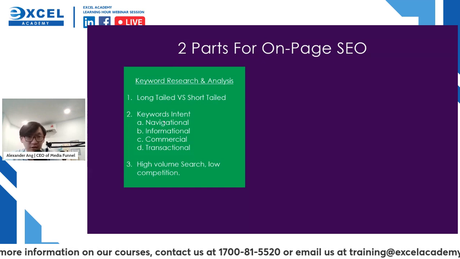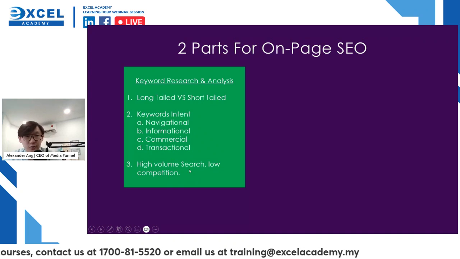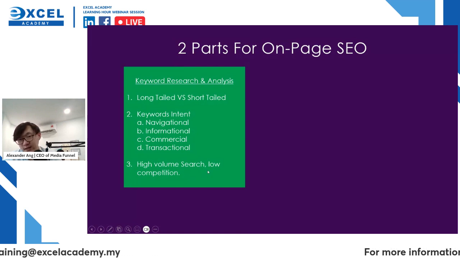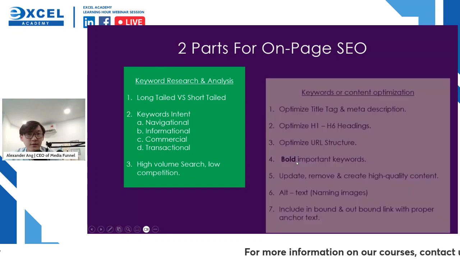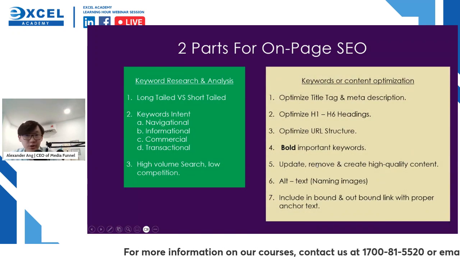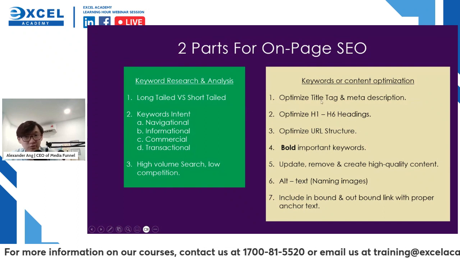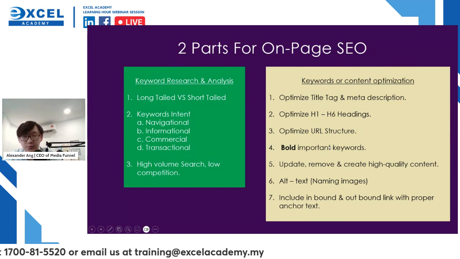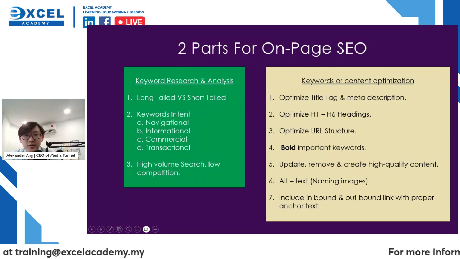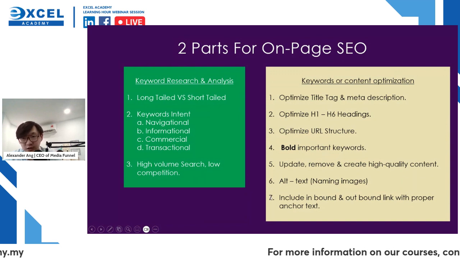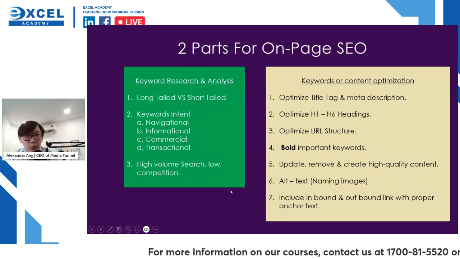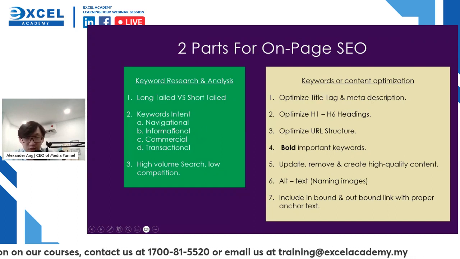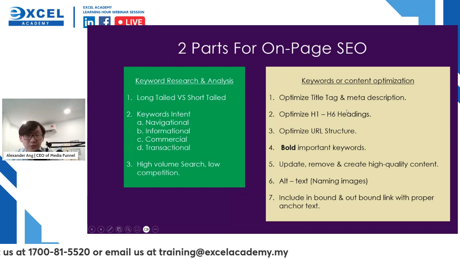So we need to understand users' intent. And then the next thing is the volume. We also want to look at whether the volume is high enough, number one, and number two, whether it is competitive. Then you will have all these things where you want to optimize your content. For example, optimize your title tag, your meta descriptions, your H1 to H6 headings, your structure. You can bold important keywords, update, remove, create high quality content, name images, include outbound and inbound links. I'll explain the reason why all this comes in together. You can't have this without this. So you need to have this first, and then you come in here to optimize your content.